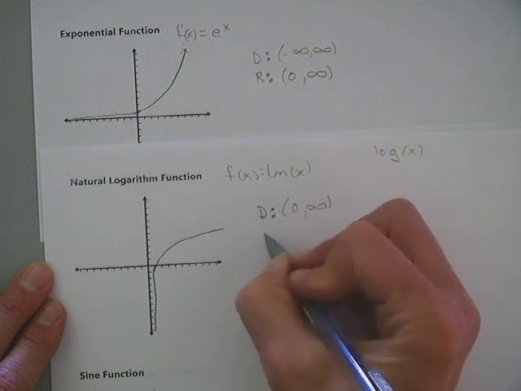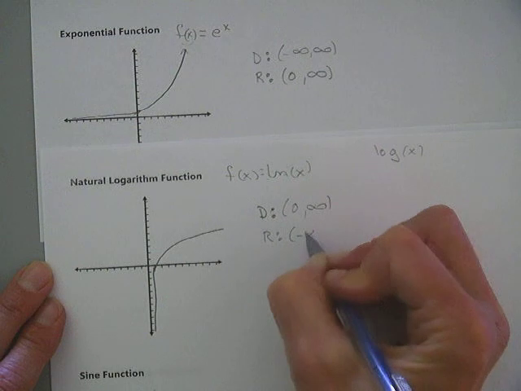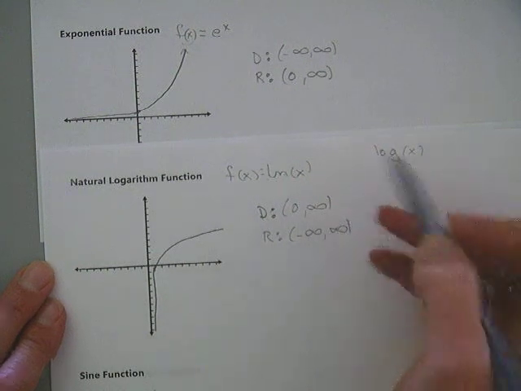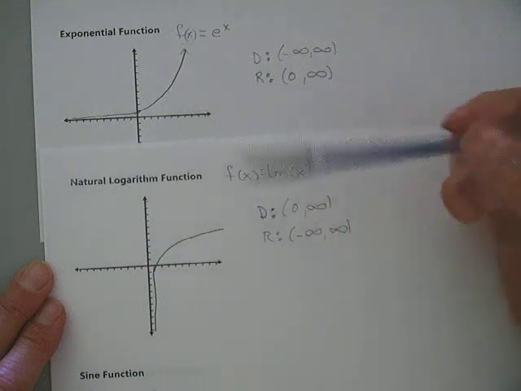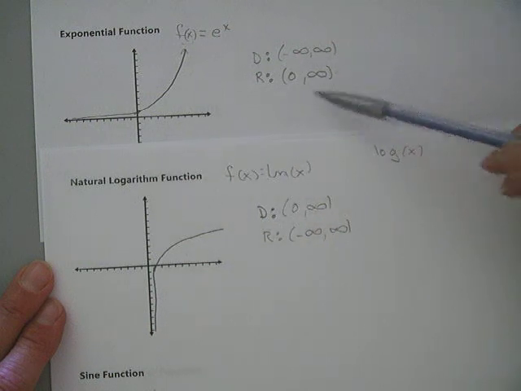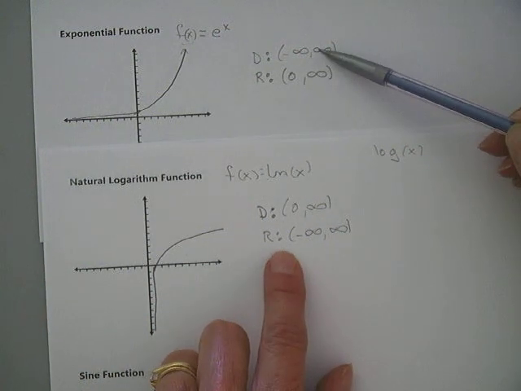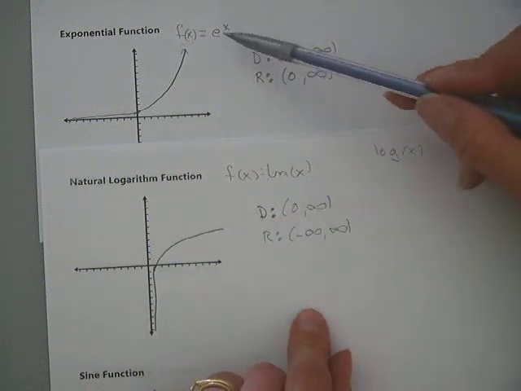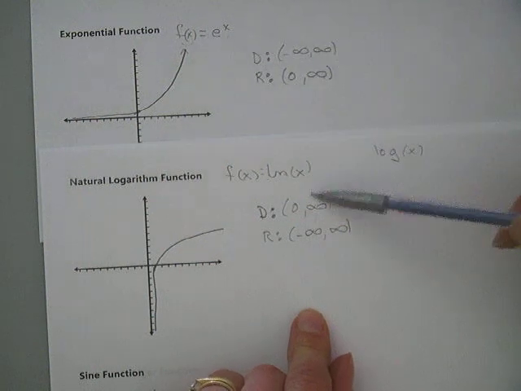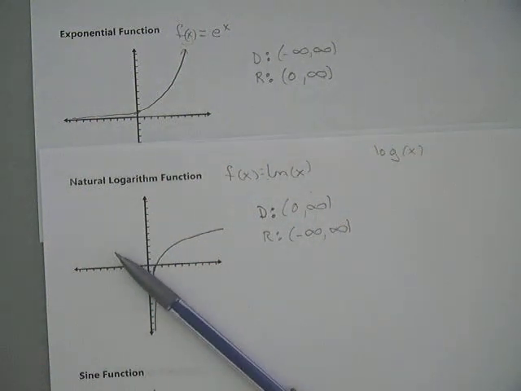All right, what is the domain then? What x values work? 0 to infinity. Now I want you to notice something else. And what is the range then? Negative infinity to infinity. Because these are inverse functions, the x values and the y values switch. Look at the domain and the range. They are exactly the same except they're switched. And this works because the exponential function is the inverse of the natural log function.